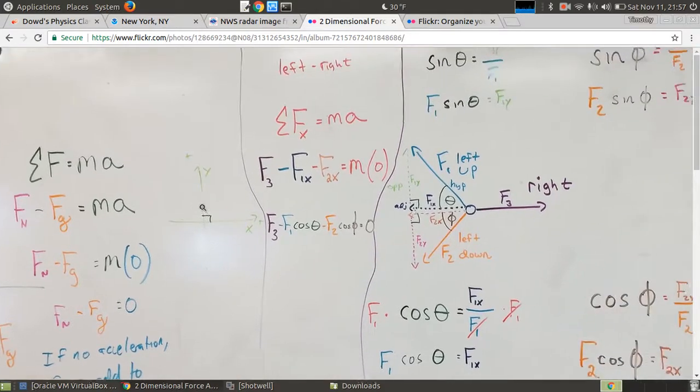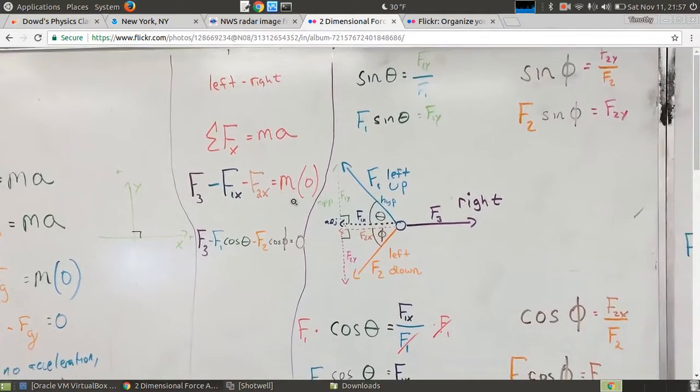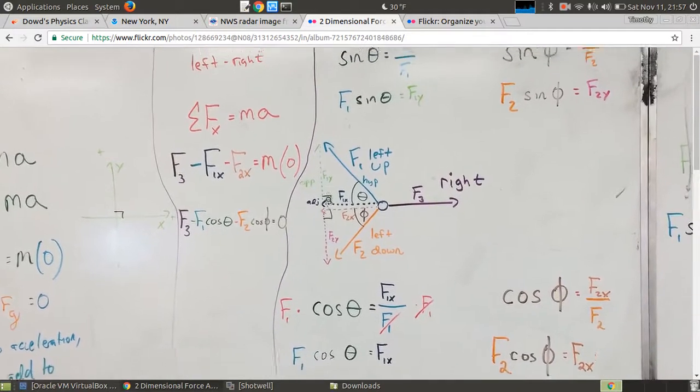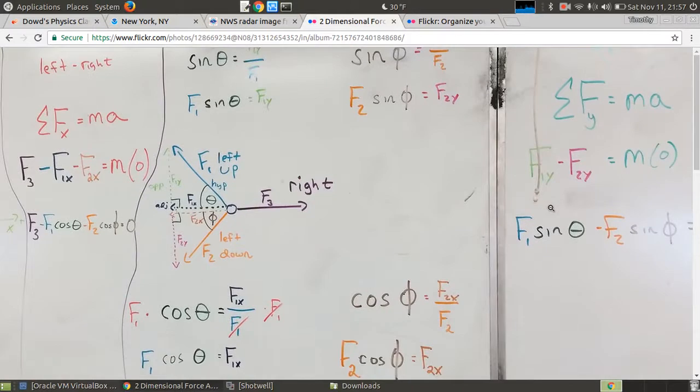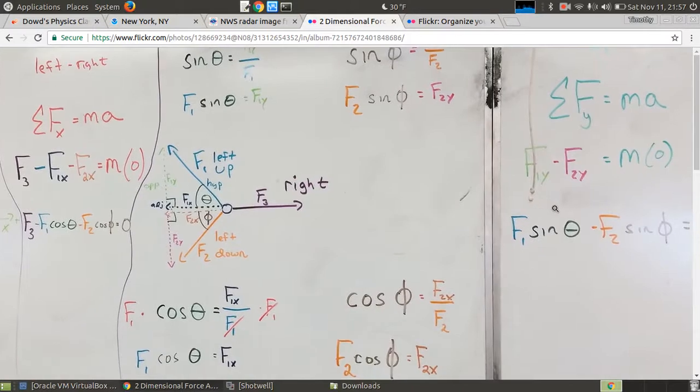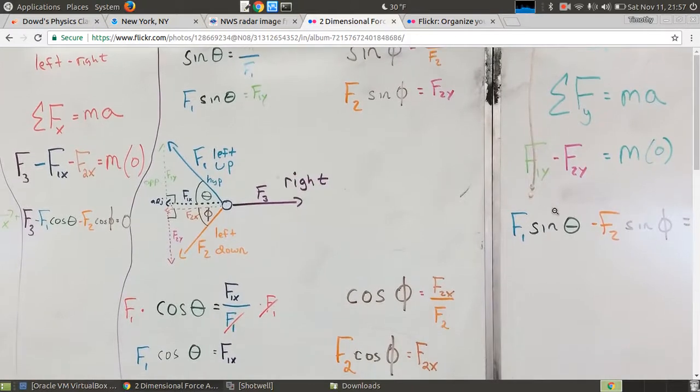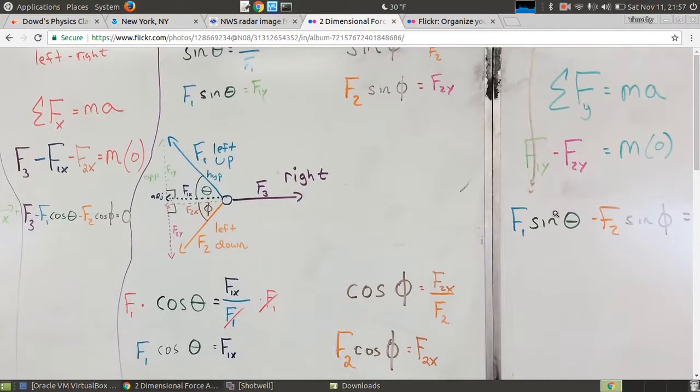So let's go over and look at what 2-dimensional forces might look like. Now there's a lot of scary looking things here, and we'll go into it all, and we'll make sure it stays familiar to you guys. But if you look at this force picture here in the middle, you can see that there's a rightward force, and there's two forces that go both left and up, or left and down.